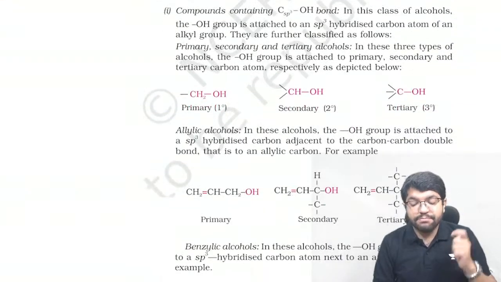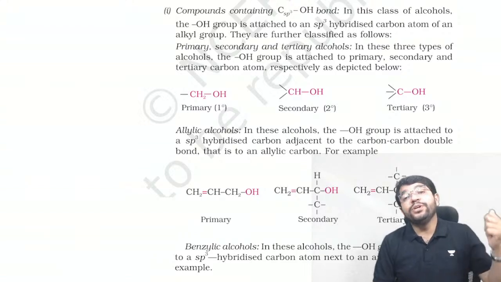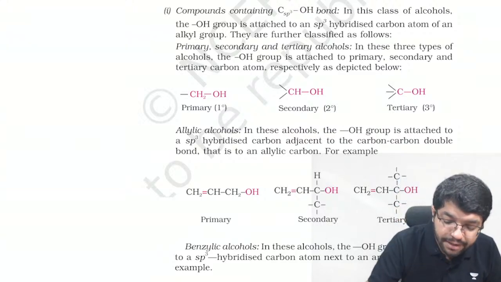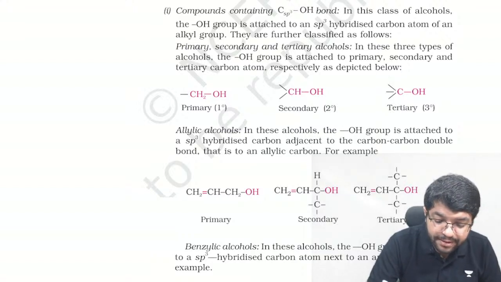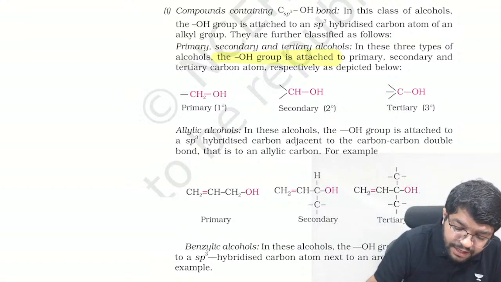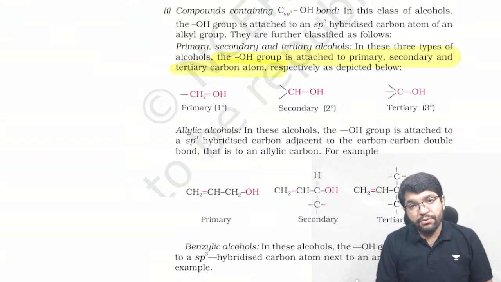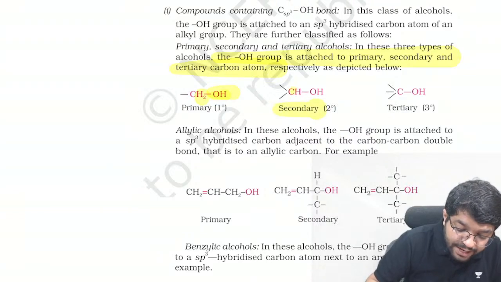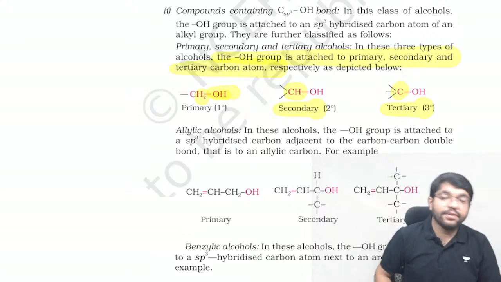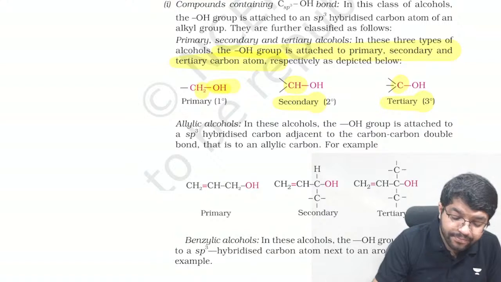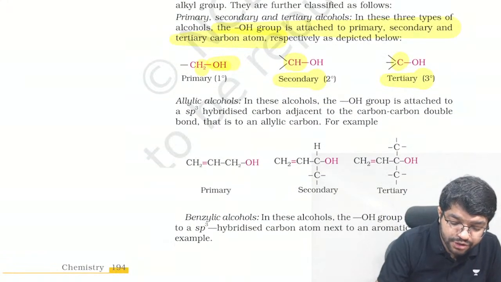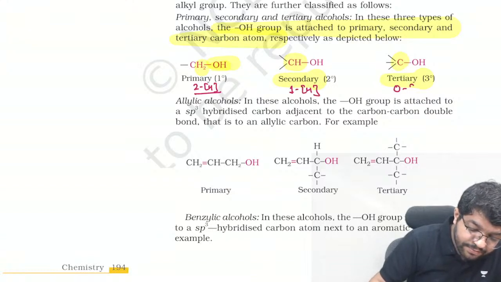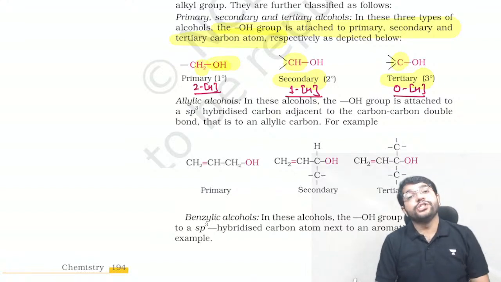Moving forward, we have primary, secondary and tertiary. Again, it depends on how many carbons the carbon bearing the OH is directly attached to. Not penning it down again here, but remember: the OH is attached to primary, secondary and tertiary carbon atoms as depicted. Primary has 2 hydrogens, secondary has 1 hydrogen, and tertiary has nil. From the perspective of the carbon bearing OH, it is 2H, 1H and 0H. Important.